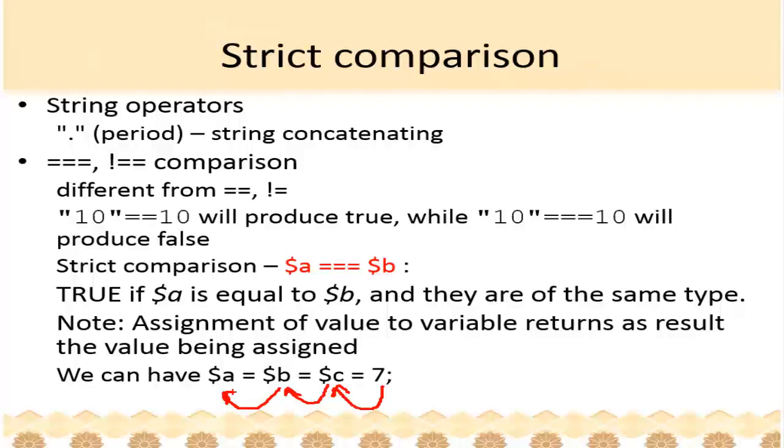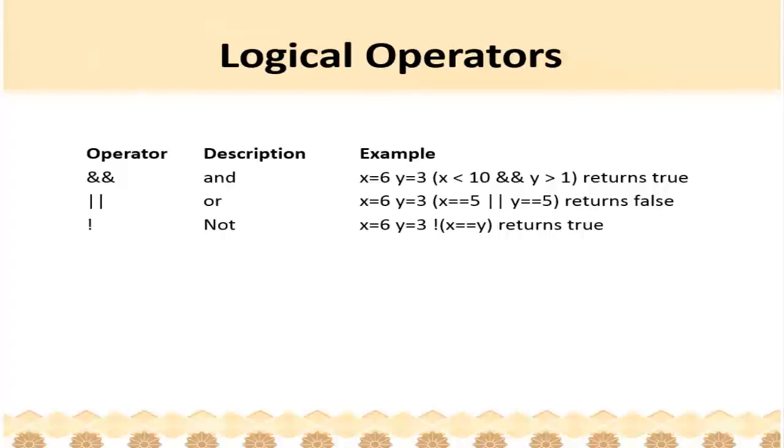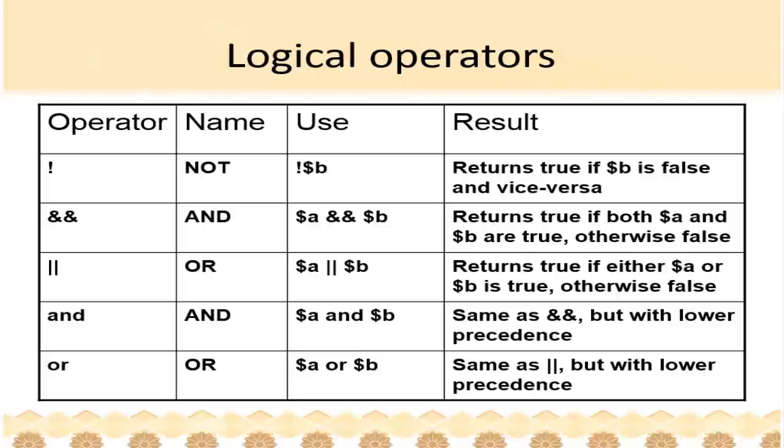So first 7 is assigned to C, then the value of C comes to B, the value of B comes to A, and all of them will be initialized to 7. These are obvious ones, and double ampersand and double pipe symbol, or, and the exclamation mark, not. There are others which are usually used, and sometimes people use the lowercase words and and or, which mean the same thing. There is nothing different in both.